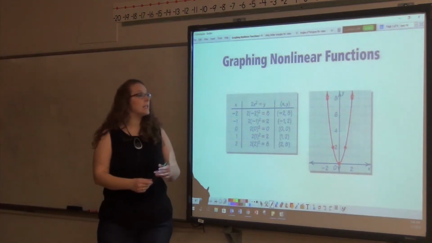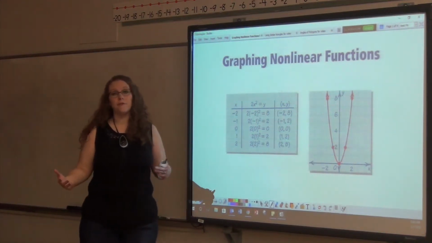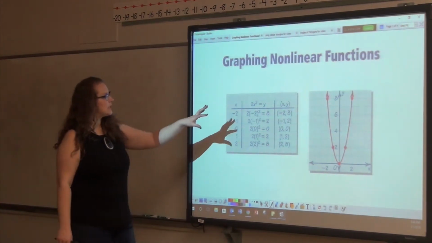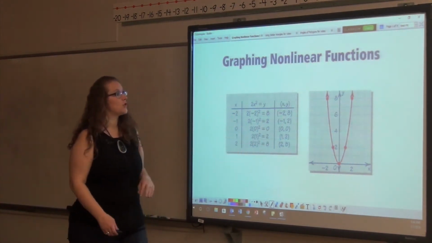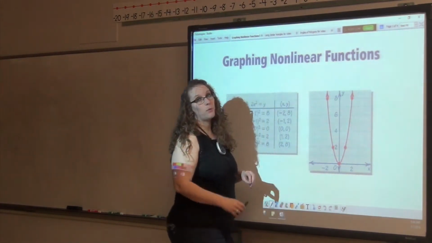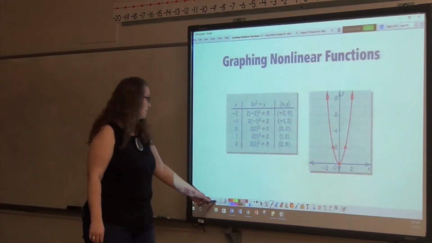Okay, graphing a nonlinear function. A nonlinear function is just a function that is not a straight line, okay? So this is an example of a function that is not a straight line. We can do our vertical line test on there, and I don't hit more than 1 point at a time, so it is a function.